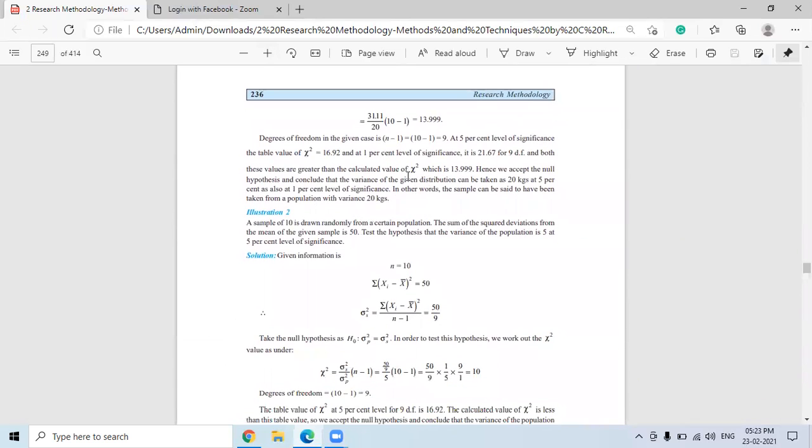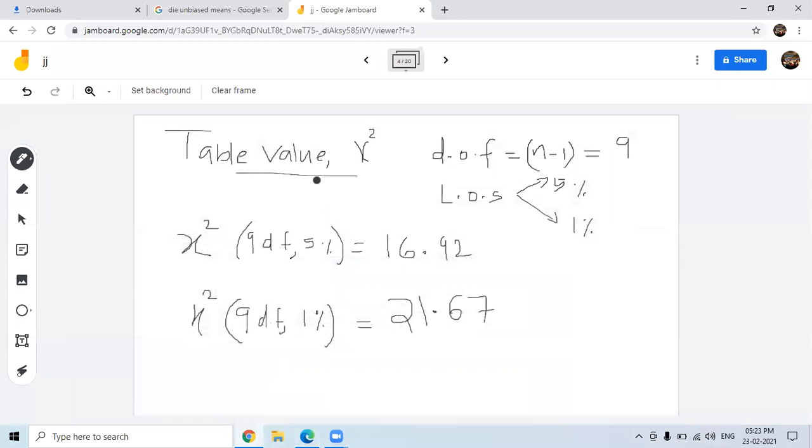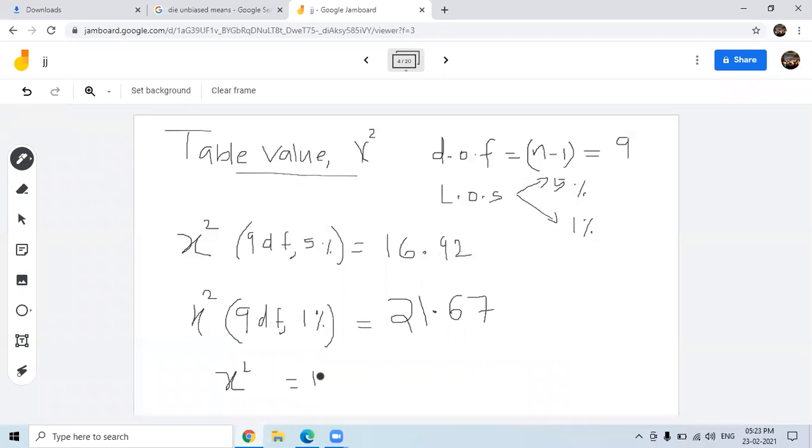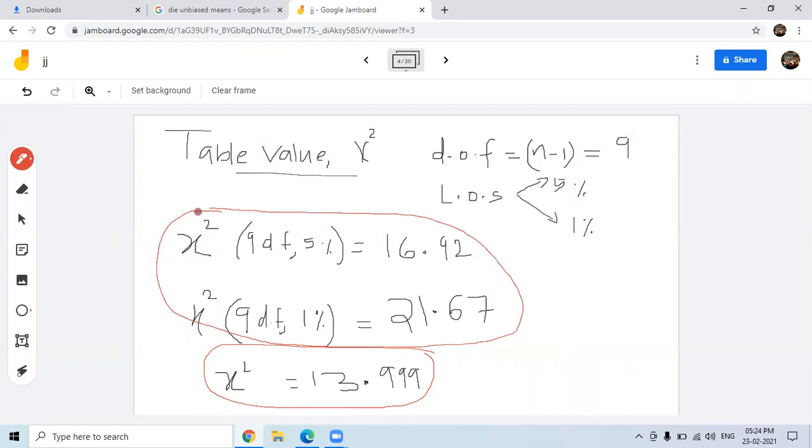So we have calculated the table value. What is the calculated value of chi-square? The calculated value of chi-square is 13.999. This is the calculated value, and these two are the table values. So you have to compare these.